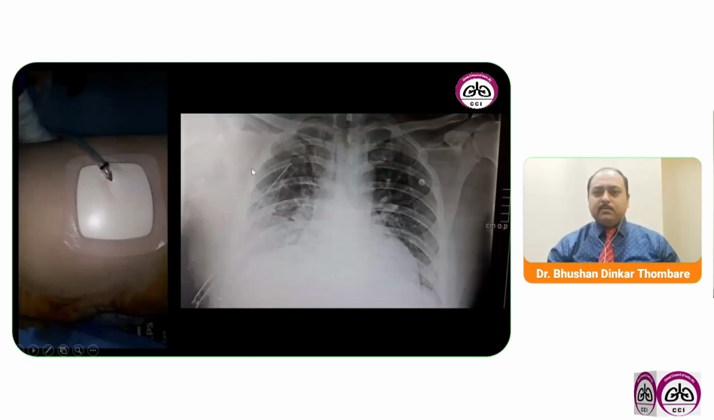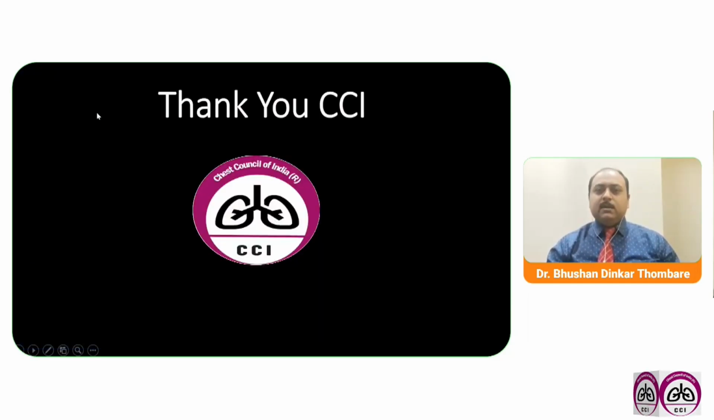This is the post-operative chest X-ray on day 1, where you can see the ICD is there and the right lung expanding. Thank you, CCI, for giving me this opportunity. I will hand over further to our team.